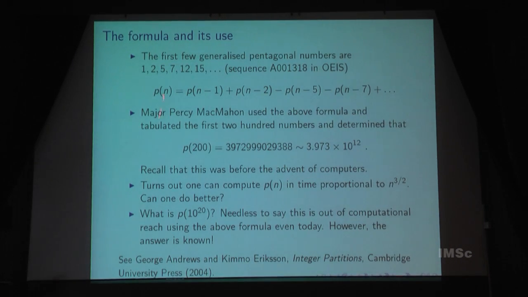Here are the first few generalized pentagonal numbers. So this is 1, which is j equal to 0. I think this is plus minus 1, they go in pairs.